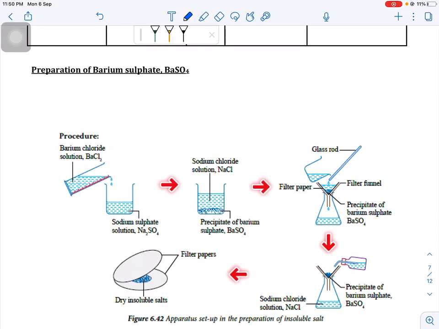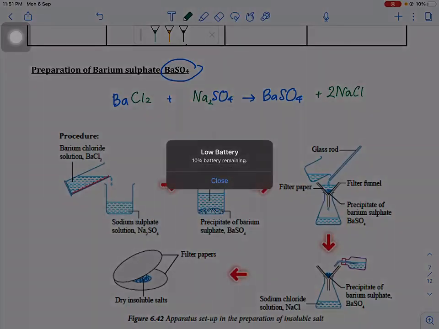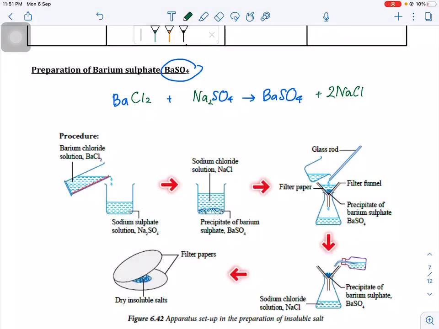So how to prepare barium sulfate? For sure we have the barium and also the sulfate. So in this situation, dia suggest dekat kita dia pakai barium chloride and sodium sulfate. Okay, so our product will be barium sulfate and sodium chloride.